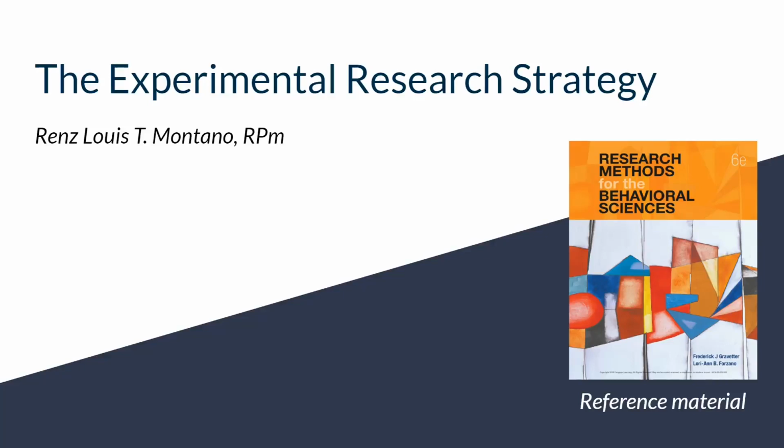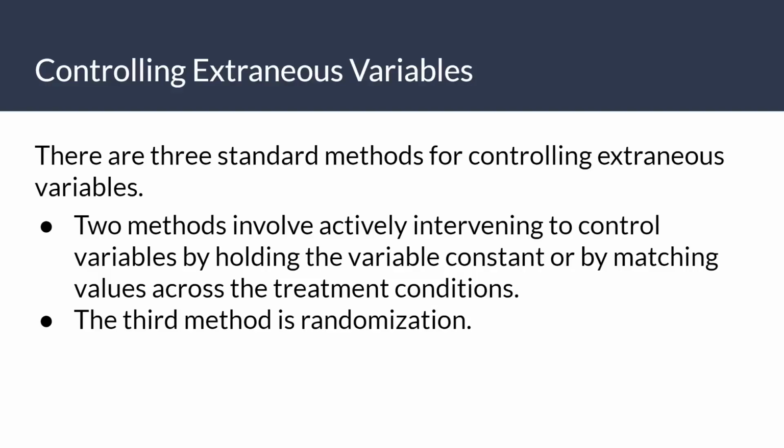Hello, everyone. This is the continuation of our discussion of the experimental research strategy. And in this second part of our discussion, we are going to talk about ways to control extraneous variables. We're also going to talk about manipulation checks as well as increasing generalizability of our experiment results. So let us start. Let's begin by talking about controlling extraneous variables.